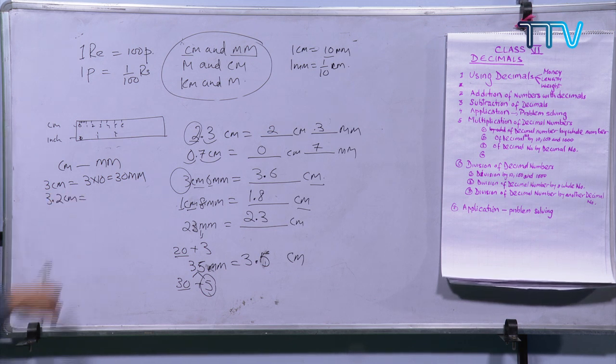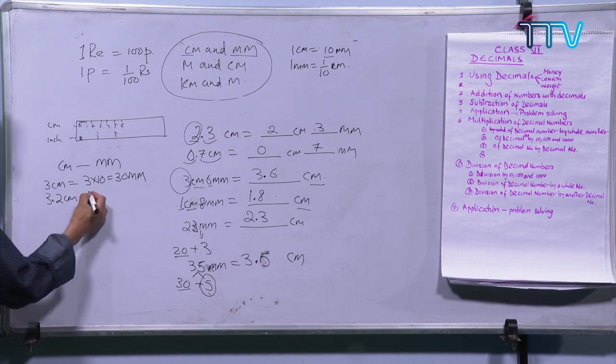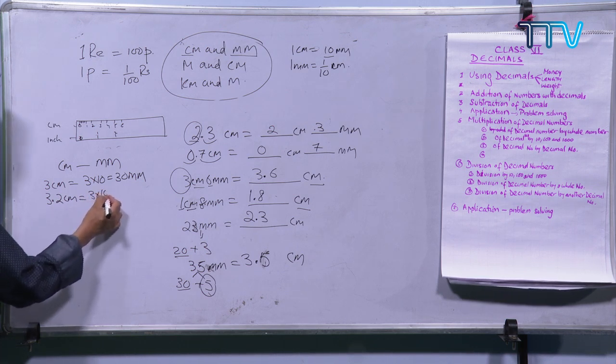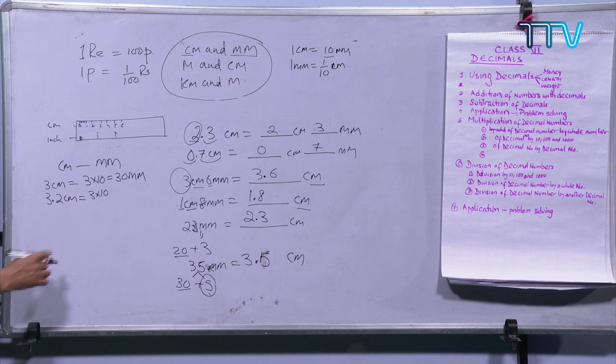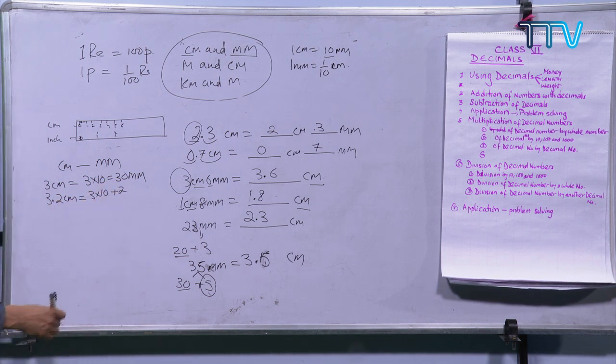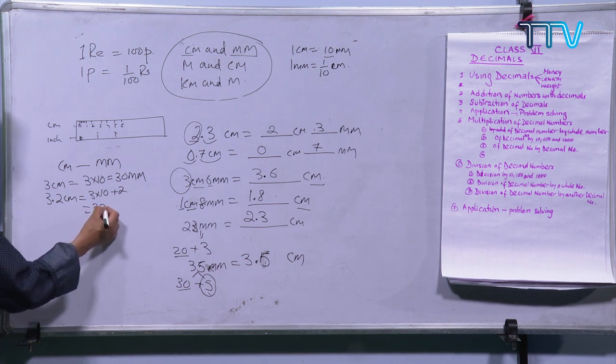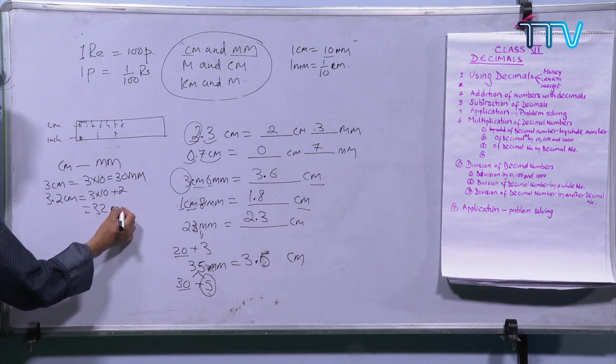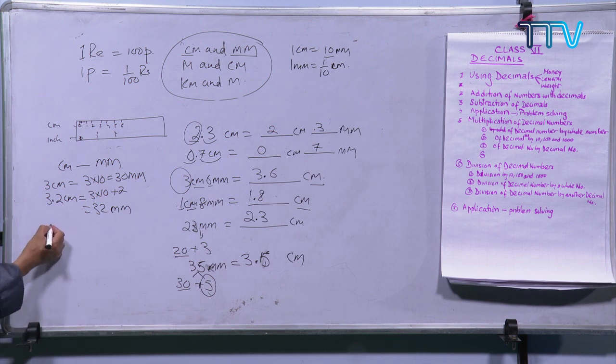3.2 centimeter to millimeter. 3 multiplied by 10, and 2 also. Plus, the word multiplies. So you get 32 millimeter.